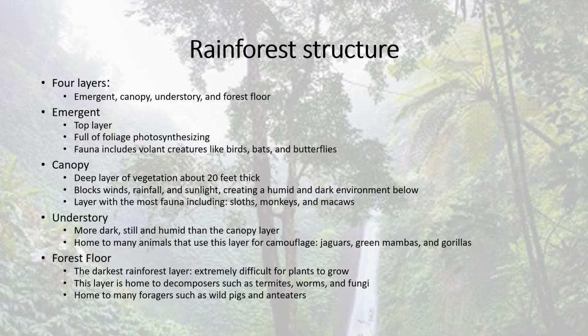The structure of the rainforest is another key component of how the flora and fauna adapt to live within this region. The four general layers of a rainforest are the emergent layer, canopy, understory layer, and the forest floor. Each layer has its own characteristics that define what type of species can live there. The emergent layer is the top layer.